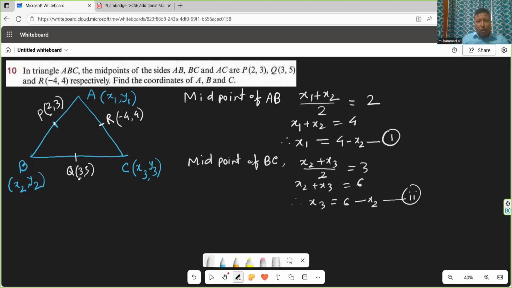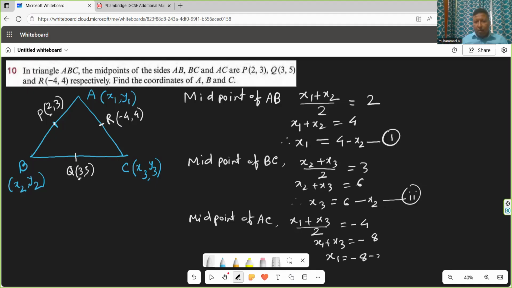Now, midpoint of AC is (x1 plus x3) divided by 2 equals minus 4. So x1 plus x3 equals minus 8. From here, we get x1 equals minus 8 minus x3. We consider this is equation 3.